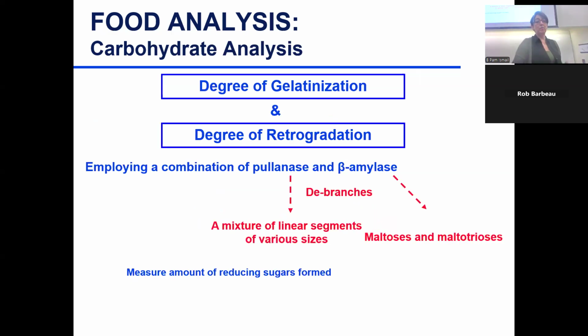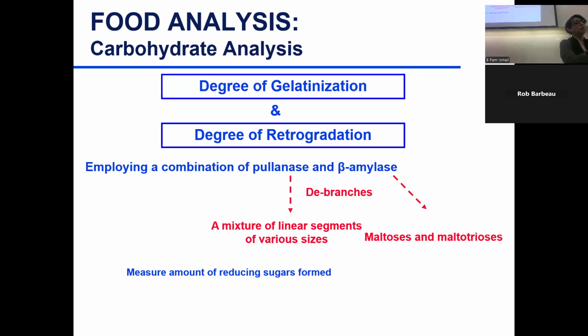So now the degree of gelatinization and degree of retrogradation. Remember the very first thing I asked: can you use the same method to determine both, or one or the other? The answer to that is yes. You use the same method, but you always have to have your reference or control.